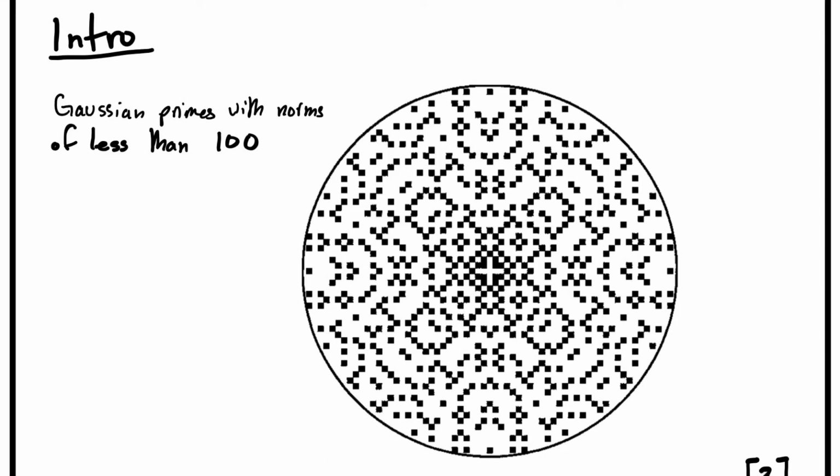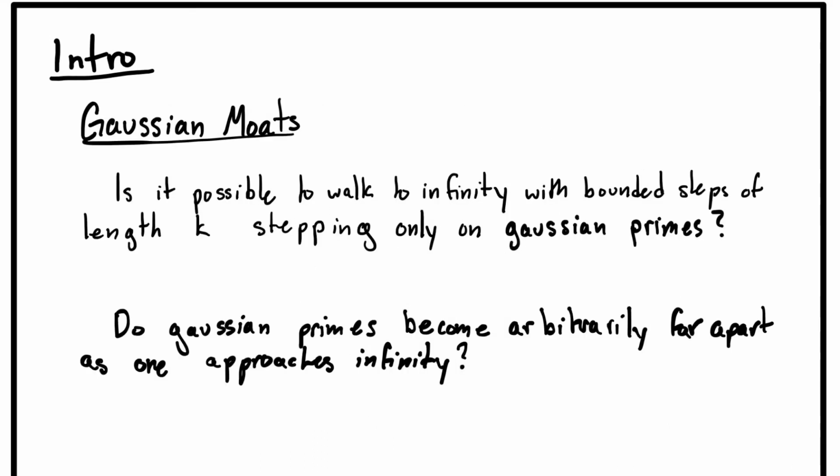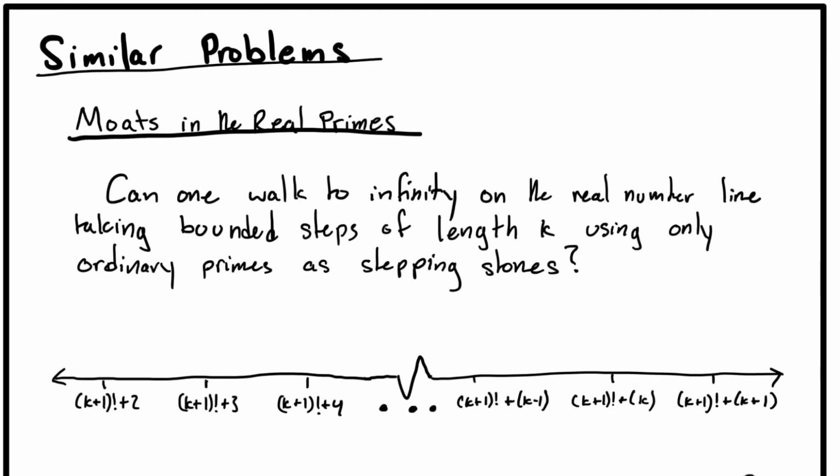So this problem of the Gaussian moats is: is it possible to walk to infinity with bounded steps of length k, stepping only on Gaussian primes, starting, of course, at the origin? Another way to phrase it is, do these Gaussian primes become arbitrarily far apart the closer one gets to infinity? To rephrase that into a smaller and more manageable scope, a similar problem is moats in the real numbers, and whether or not one can walk to infinity on the real number line, taking bounded steps of length k, using only ordinary primes as stepping stones.